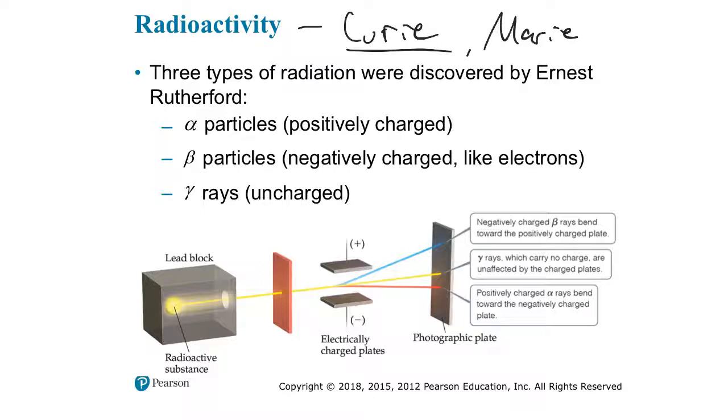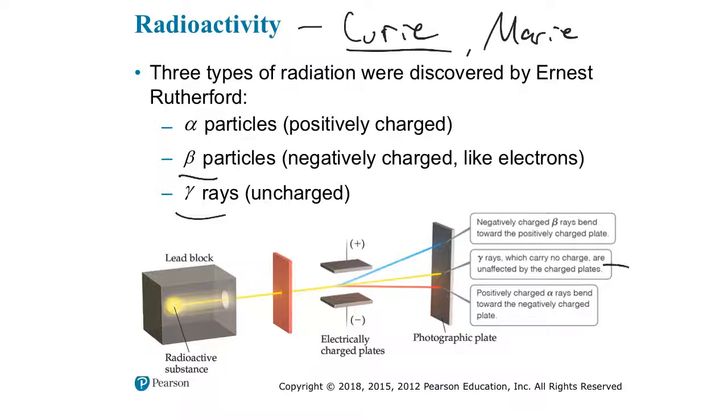But what was discovered through looking at some radioactive materials is that some of the particles were found to be what we call alpha particles, or positively charged. Others were beta particles, negatively charged. These were like the electrons that we were observing in the previous experiments. And then other particles actually didn't carry a charge or a mass, and those were gamma rays.